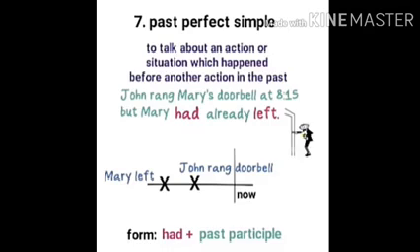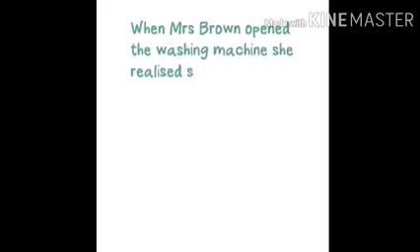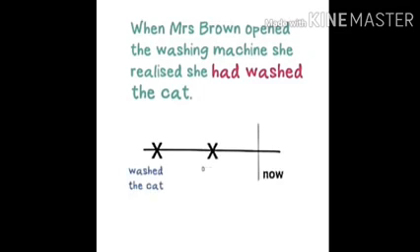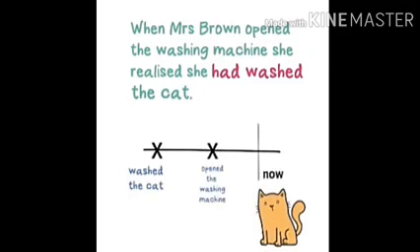Here is another example. When Mrs. Brown opened the washing machine, she realized she had washed the cat. Oh no. So looking at the timeline, which action came first? She washed the cat and then she opened the door. So we use the past perfect for had washed, as it comes before the opening of the door.